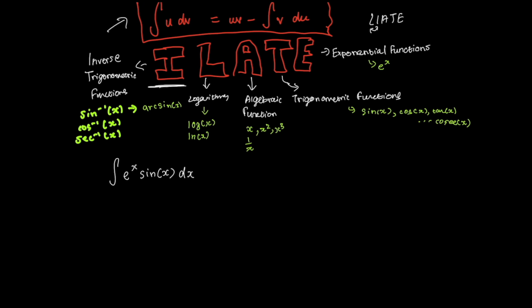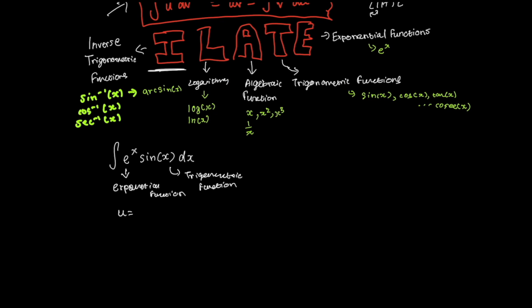So I'm going to assume that you guys are already familiar with how integration by parts works. So e power x is an exponential function and sin x is a trigonometric function. According to the rules of ILATE, u would be equal to sin x and dv would be equal to e power x. Now I want to calculate du, so I'll differentiate it and I'll get cos x. Now in this case, if I integrate dv, I would still get e power x.